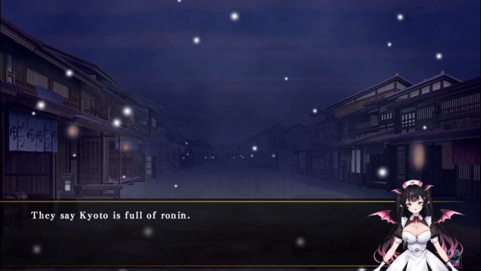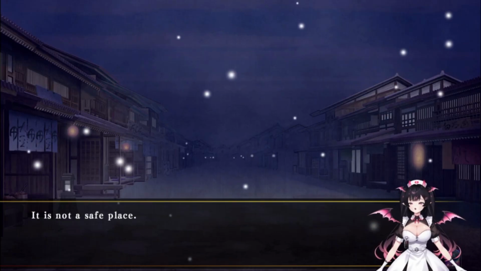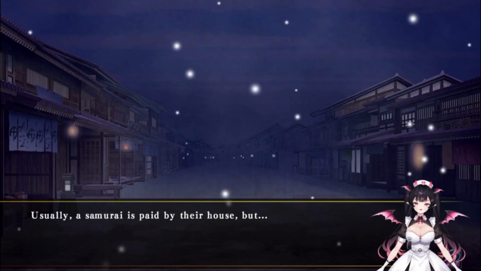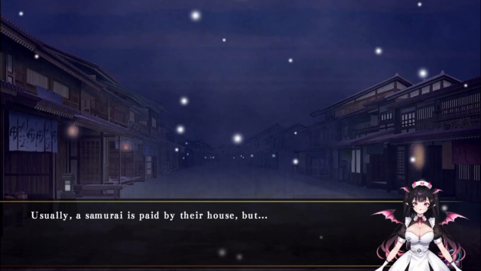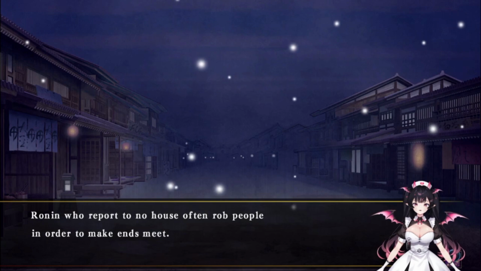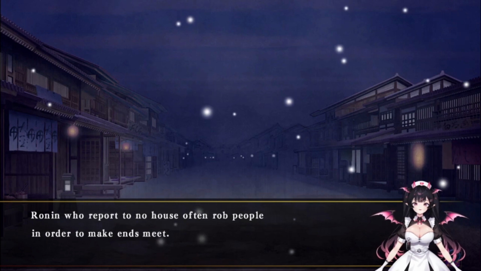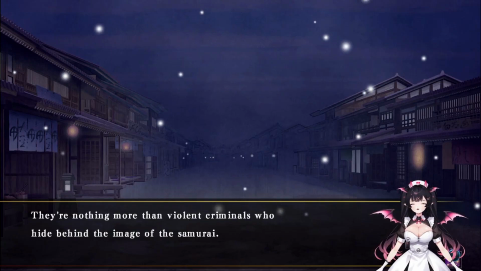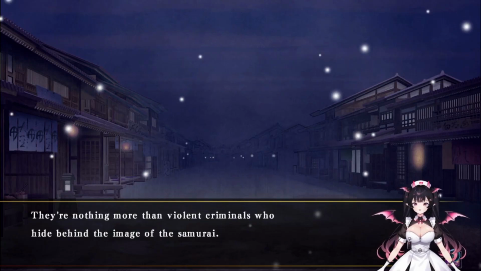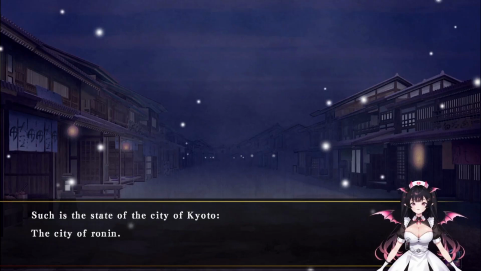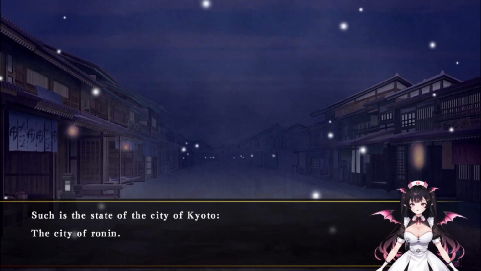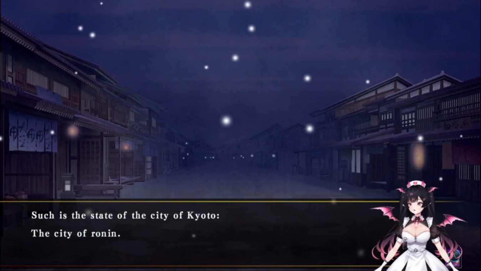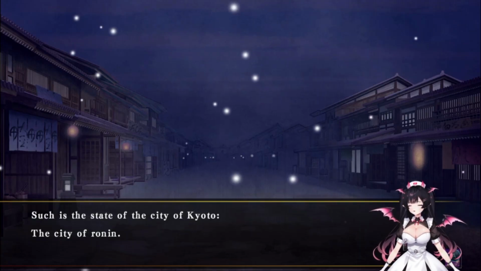They say Kyoto is full of ronin. It's not a safe place. Usually a samurai is paid by their house, but ronin who report to no house often rob people in order to make ends meet. They're nothing more than violent criminals who hide behind the image of the samurai. Such is the state of the city of Kyoto, the city of ronin. Okay, well, that does not bode well for you, honey.